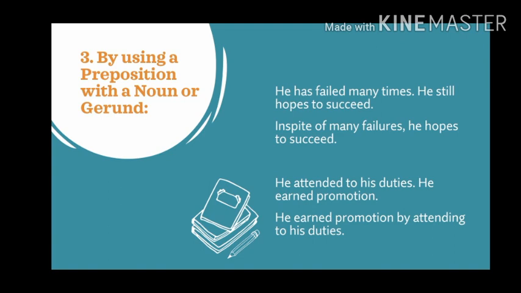Next one is by using a preposition with a noun or gerund. Verb nouns are called gerunds. You have learned it. Example: He has failed many times. He still hopes to succeed. We can write like this: In spite of many failures, he hopes to succeed.